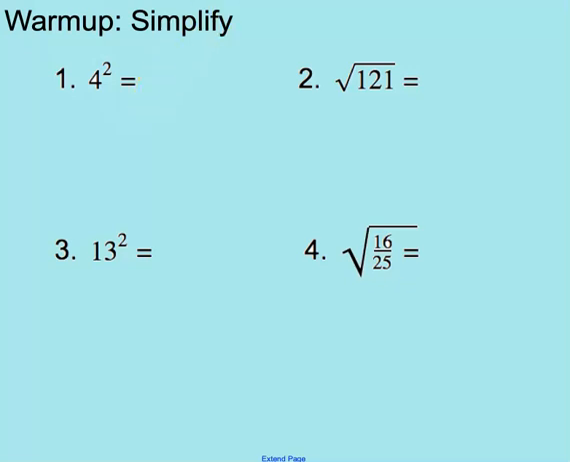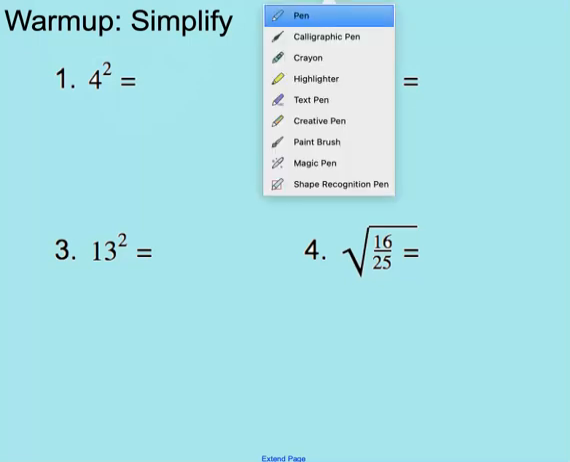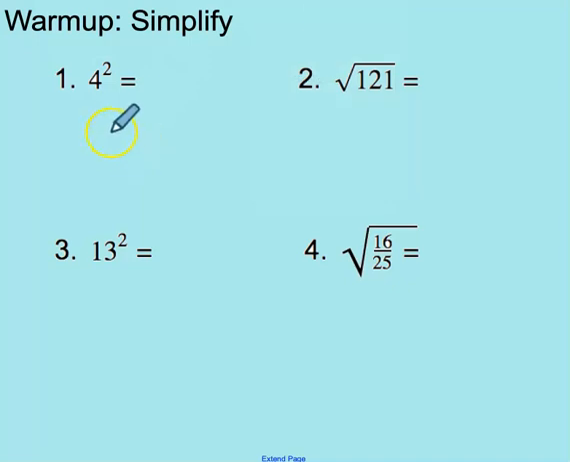All right, so when we look at what the answers are, let me grab a pen. When we look at 4 squared, what you're really doing is taking 4 times 4, so your answer is 16. Now if we go down here and take 13 times 13, what do you get?